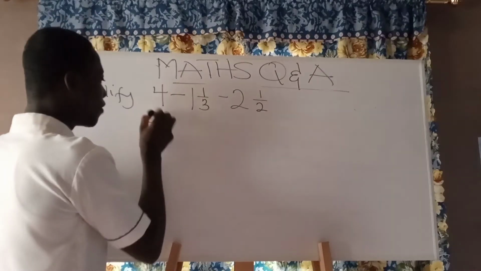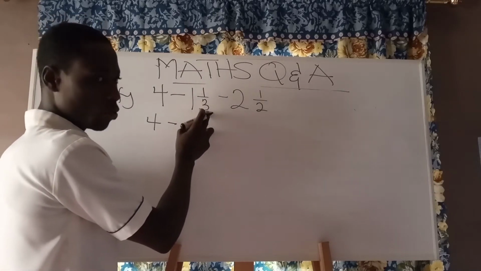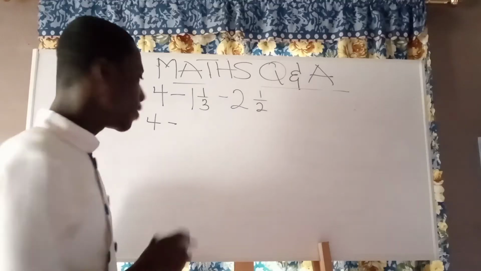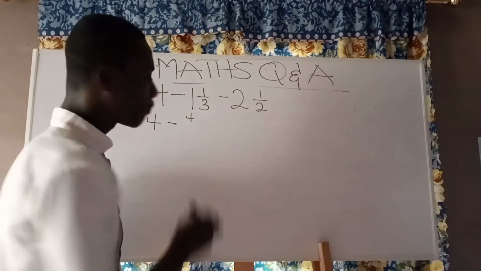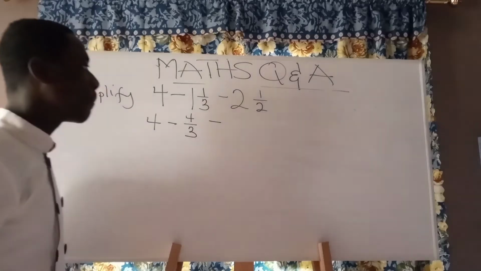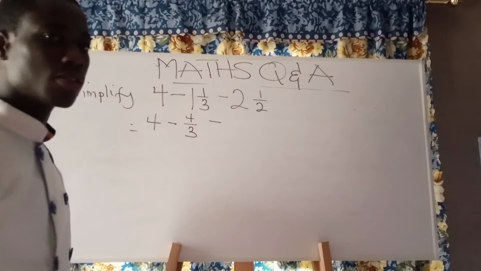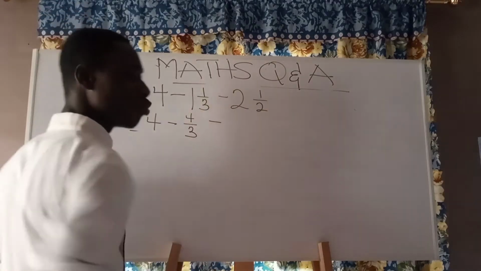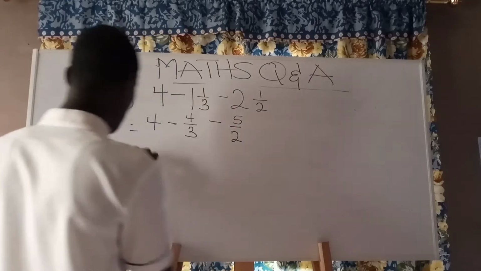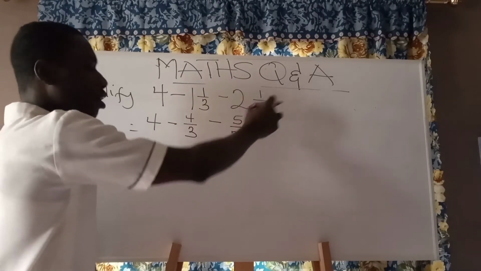This is what I mean. We have our 4 here, minus 1 multiplied by 3 gives you what? That is 3. And then you add 1, that gives you 4, right? So you write that as your numerator, divided by the denominator 3. Now you come here, minus. We have 2 multiplied by 2 gives you 4. Add that to 1, it gives you 5. So we have 5 divided by 2.